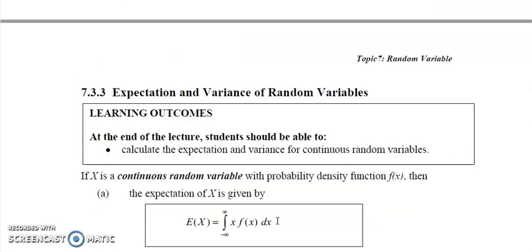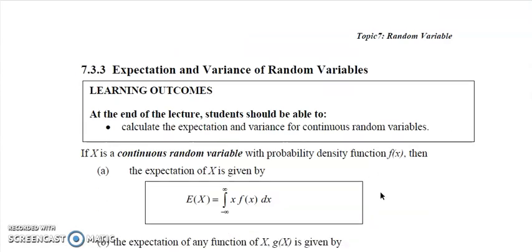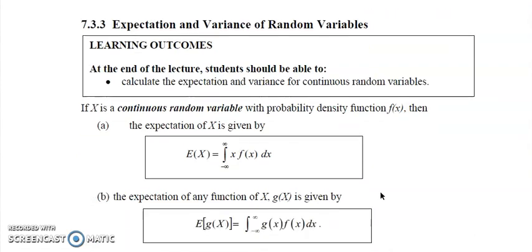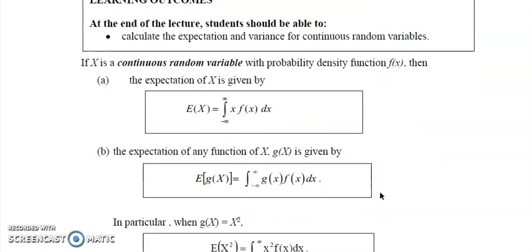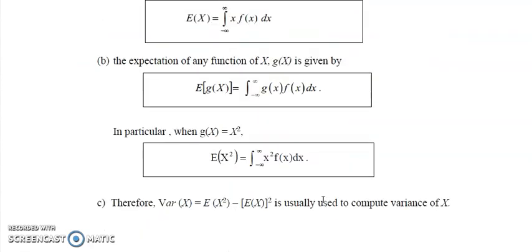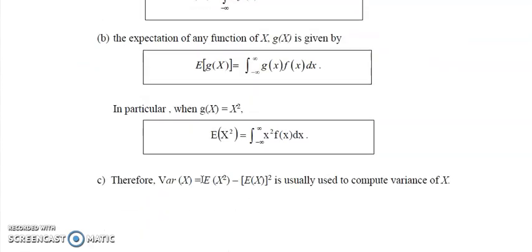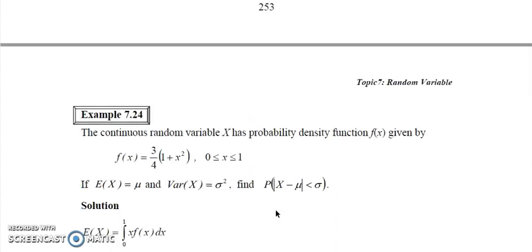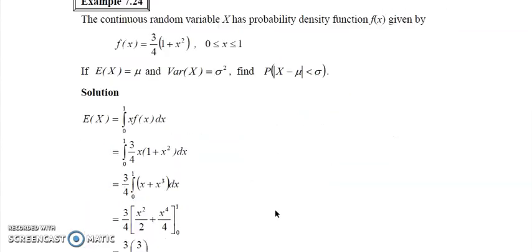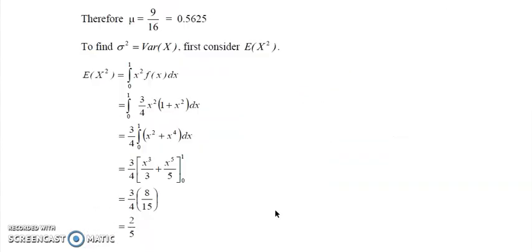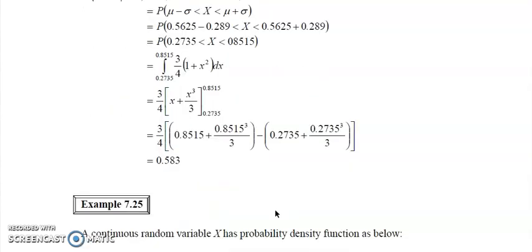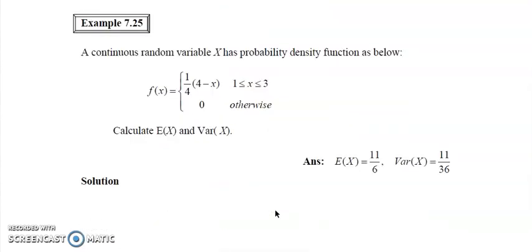Okay, let's proceed to the last one, expectation and variance of a random variable. We do have it too in continuous random variables, so I'm going to have a quick one here. For the expectation, we have the integral from negative infinity to infinity of x multiplied by fx with respect to x. And for the variance, we have the same formula as for the discrete random variable. So let's proceed. 7.24, I already have a solution. Just try to do it first. And the next one, 7.25, I already have answers, but don't have a solution.